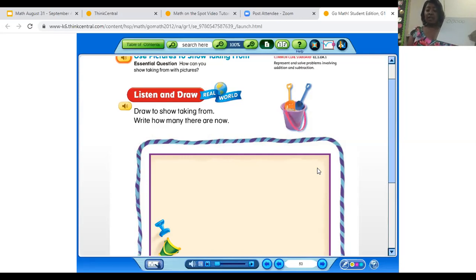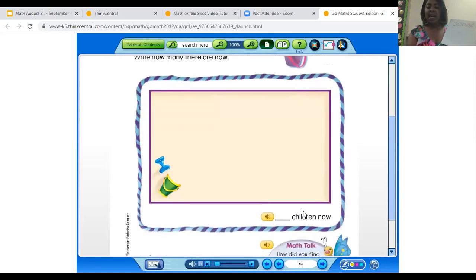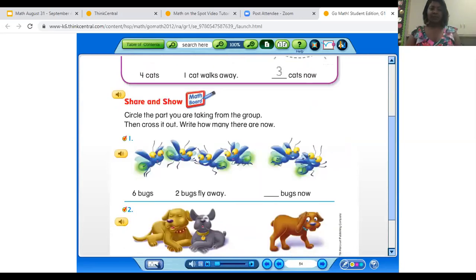And 2 of them walked away. If they walked away, that means that they are no longer there. So I'm going to cross out 2. 1, 2. How many children are in the sandbox now? Well, let's see. 1, 2, 3. They did not walk away. They are still there. So there are 3 children still inside of that sandbox. And we're going to write the number 3 right here because that lets us know that there are 3 children inside of our sandbox. Let's turn the page to page 54.